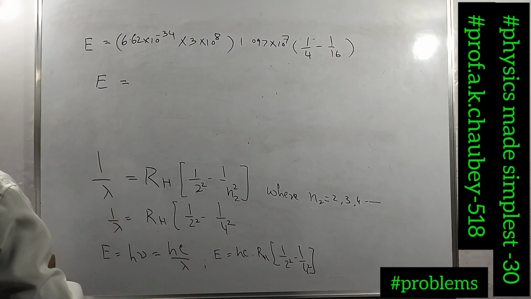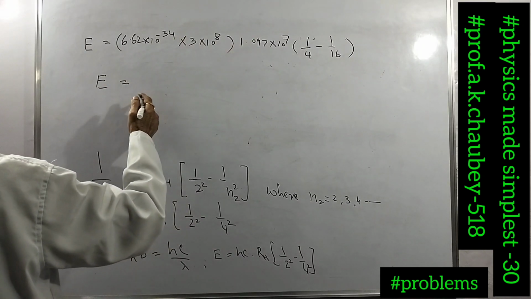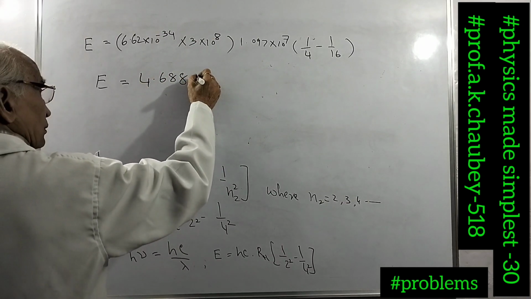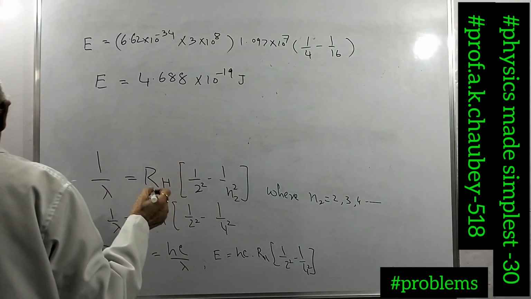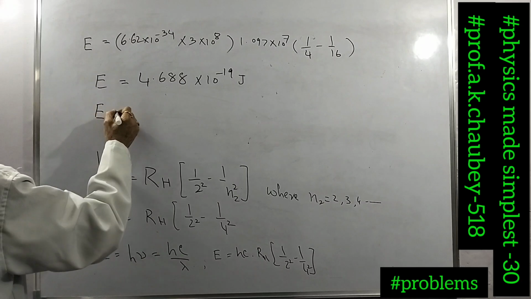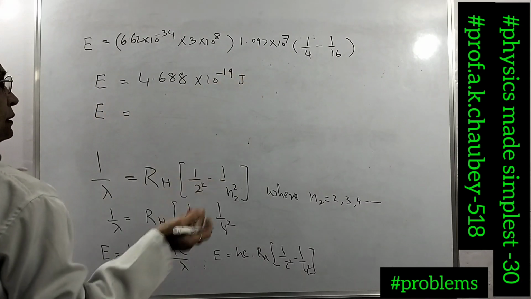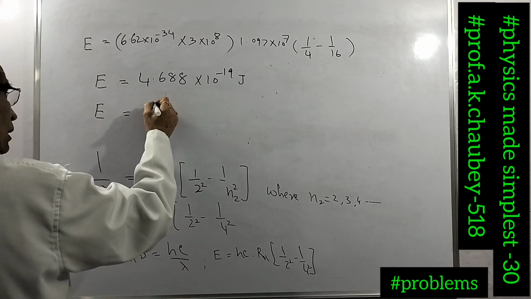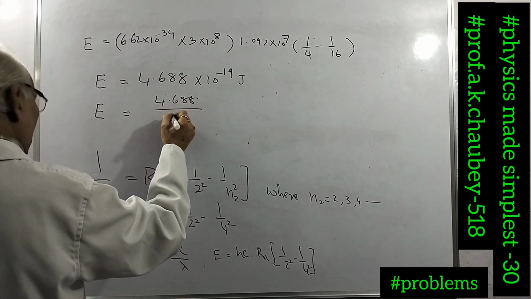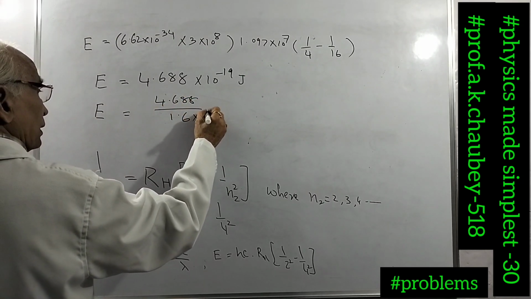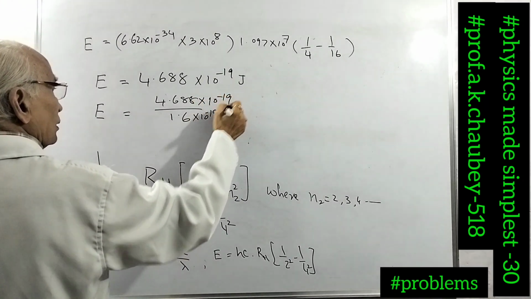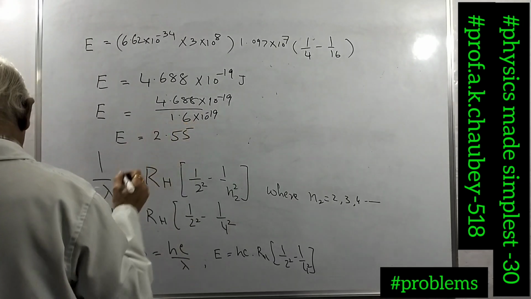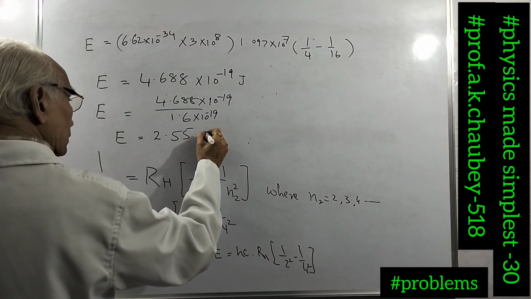After multiplication, E is equal to 4.688 times 10 to the power minus 19 joules. You can calculate E in terms of eV or MeV: just divide by 1.6 times 10 to the power minus 19, and this E will be equal to 2.55 eV, electron volts.